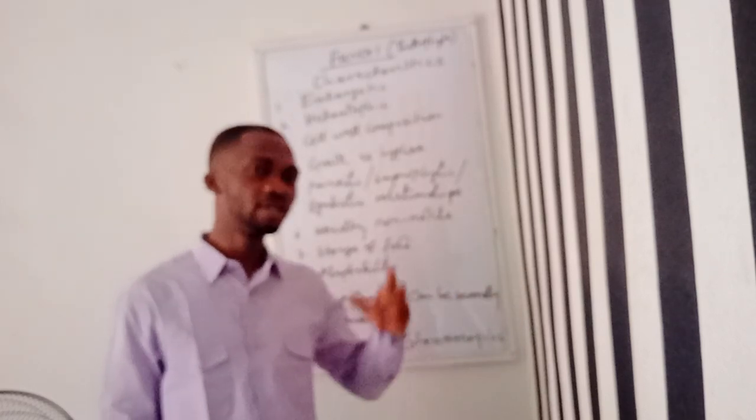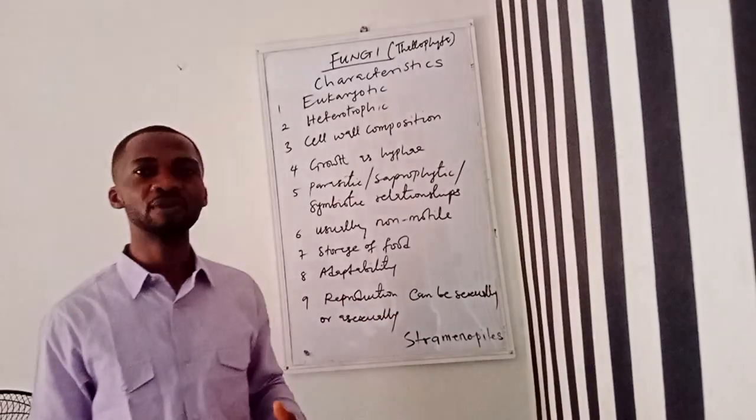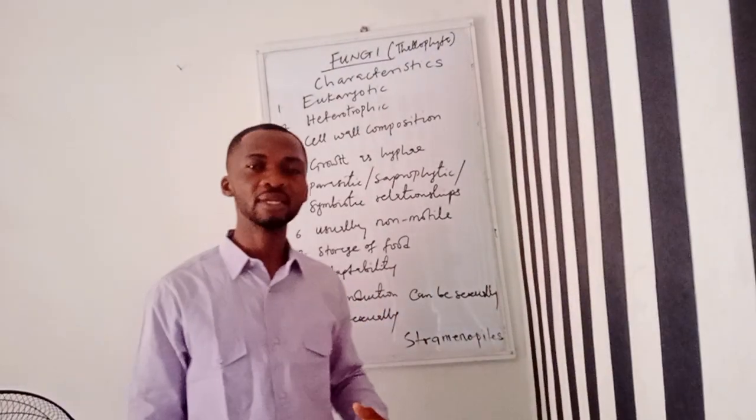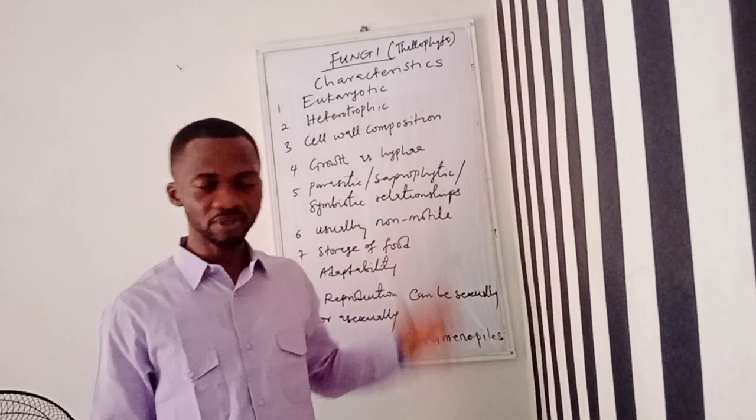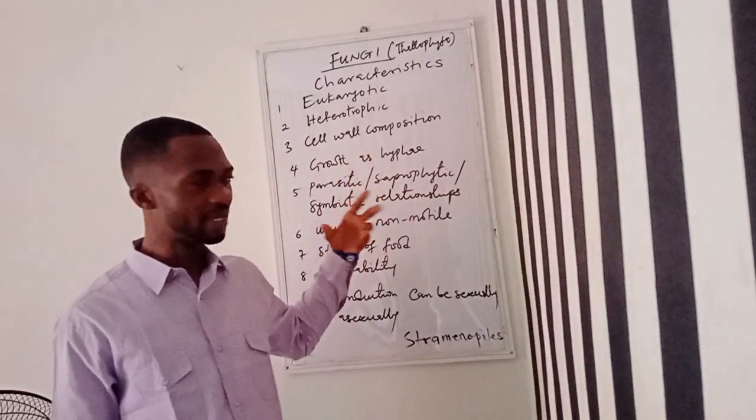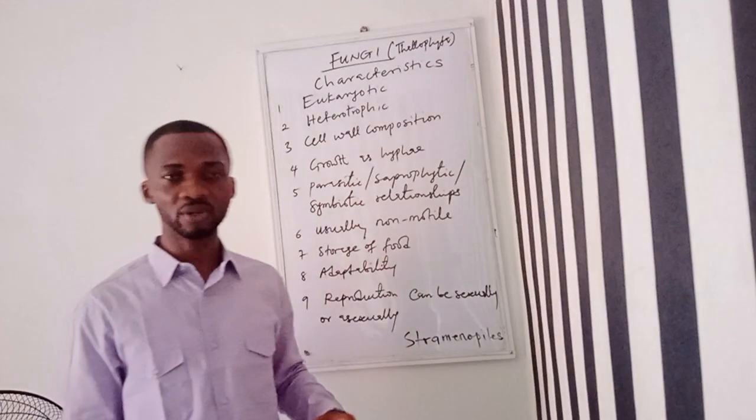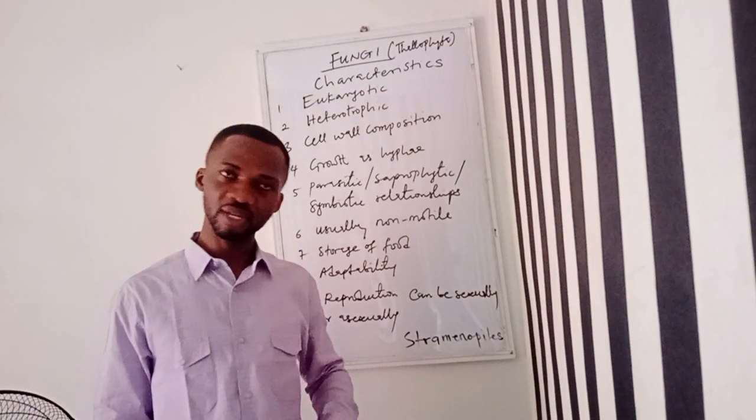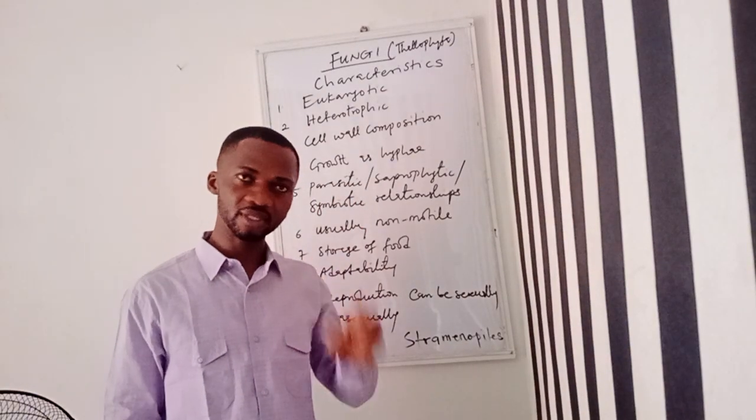Unlike what you see in cyanobacteria and even in true bacteria, those ones do not have a true nucleus, and they are categorized as prokaryotes. But fungi are pure eukaryotic organisms because of the presence of a definite nucleus.